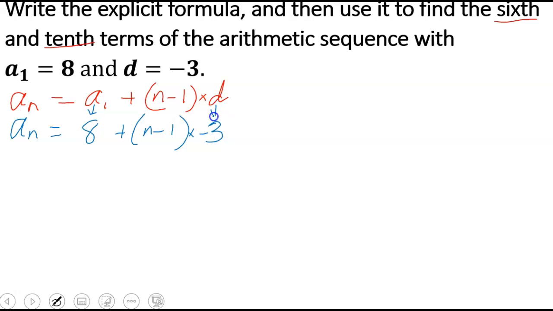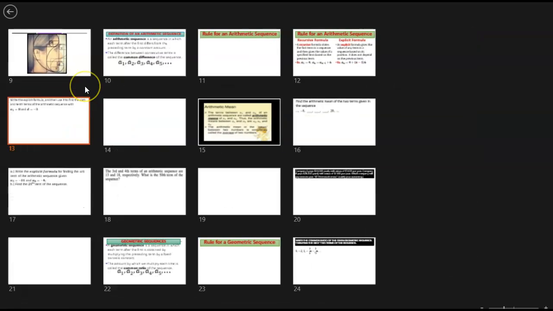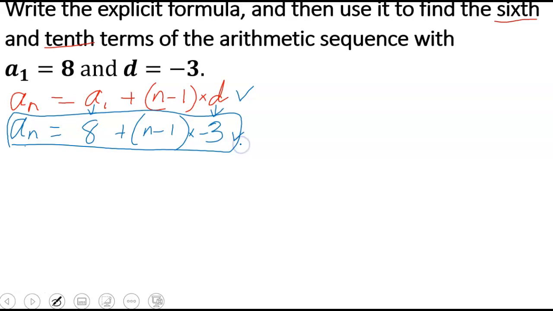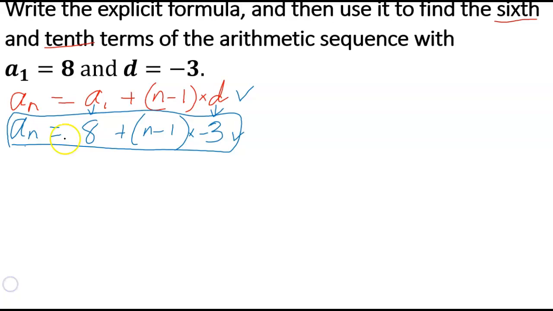So we just use substitution to replace this. The earlier formula is the general rule for any arithmetic sequence at all. Then this is the explicit formula for this particular sequence that starts with 8 and has a common difference of negative 3. All right, so we're going to use this to find any term we want now.